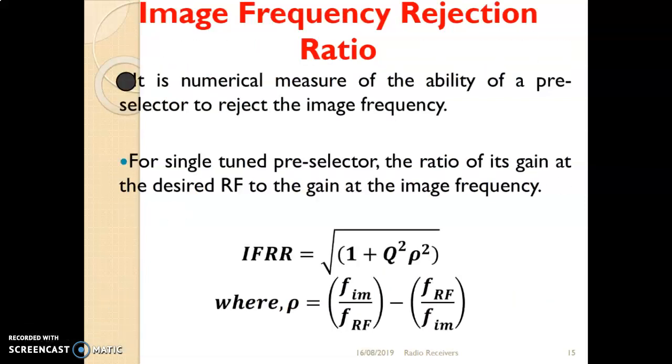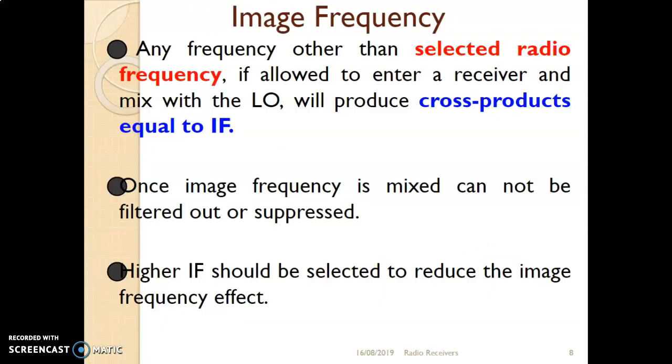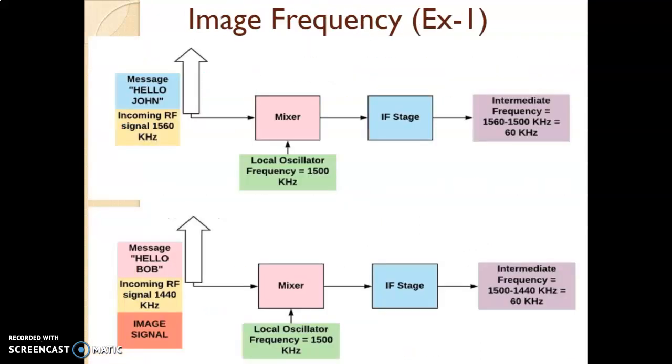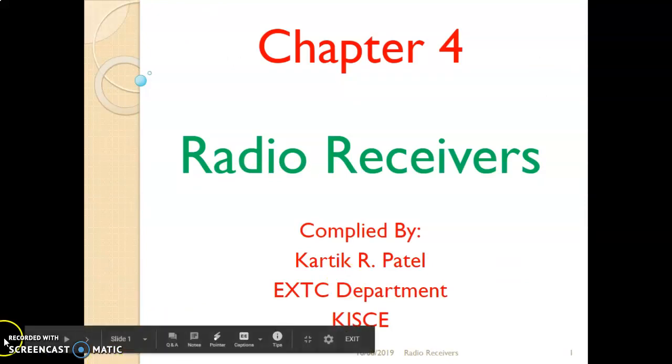So it is very important that the image frequency should be rejected at the receiver at the starting end by the pre-selector only. Otherwise, if the image frequency is mixed up, it is very difficult to separate at the receiver, because it is producing the same effect as that of the original RF. And for that, we have taken two examples to explain the concept of image frequency. In the next lecture, we will be continuing with other parameters of the radio.